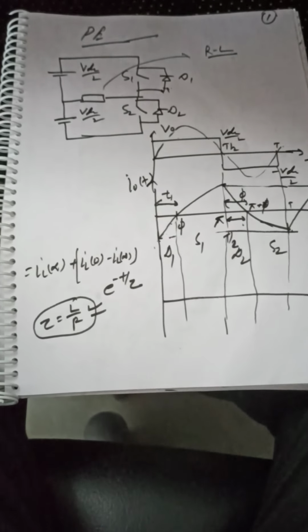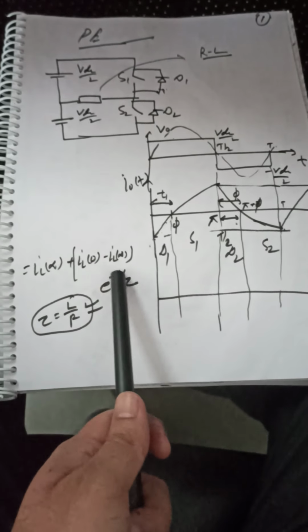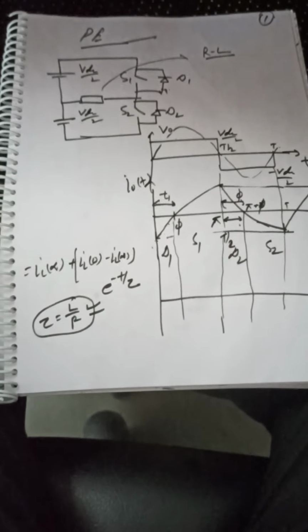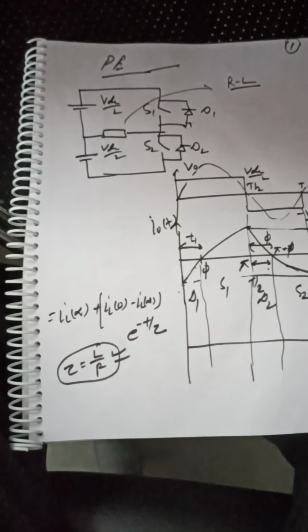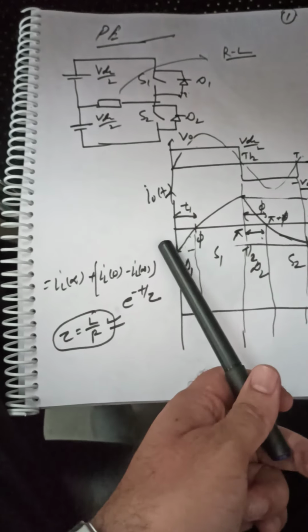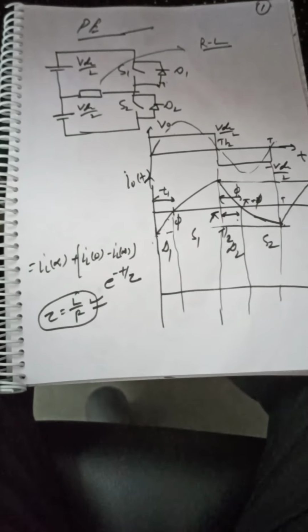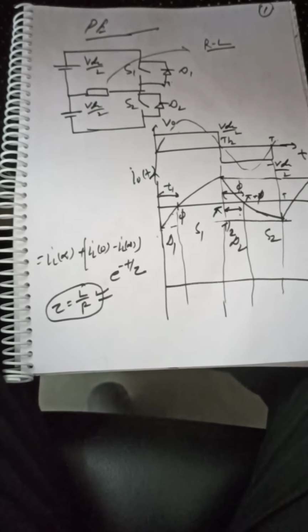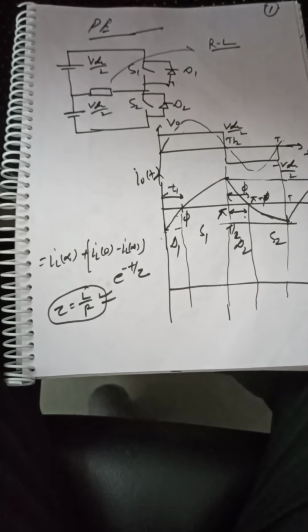Now there's an equation that I have written just for recalling the memory of the students: IL infinity plus (IL 0 minus IL infinity) will be the governing equation of this line. This line will be governed by this equation. I think this is quite clear. Tau equals L by R will be the time constant in this case. Now I am moving on to the next part.